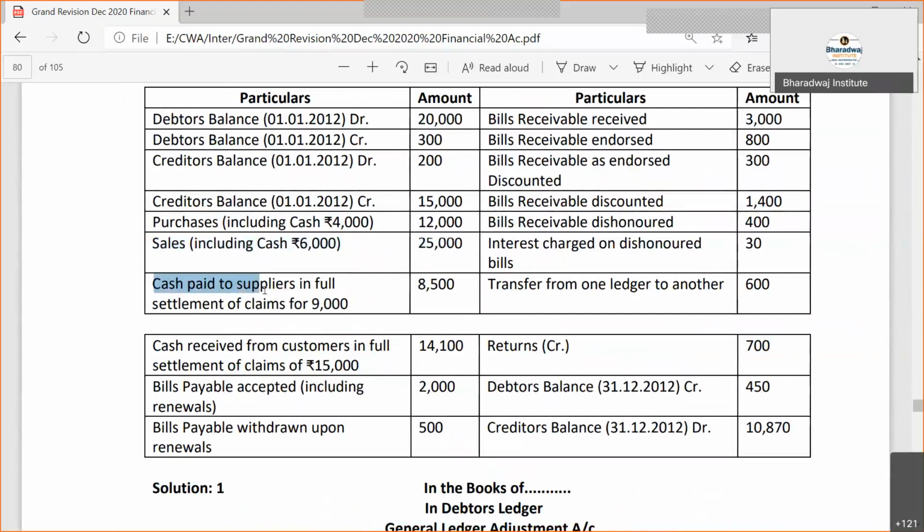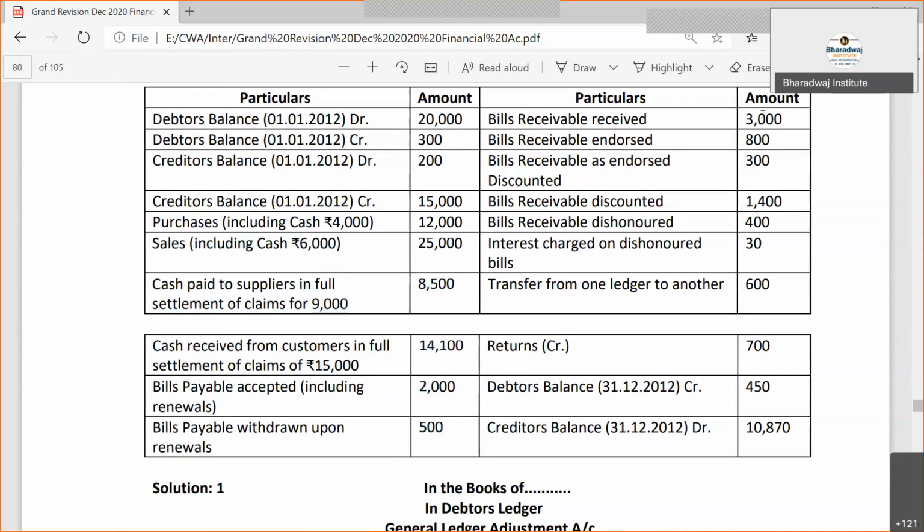Okay. Then we are paying 8,500 instead of 9,000, which means there is a discount of 500. We are getting 14,100 instead of 15,000. Bills payable accepted is given. Bills payable renewed is given.